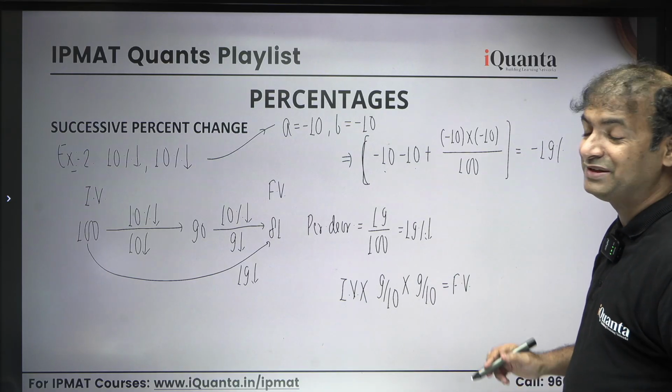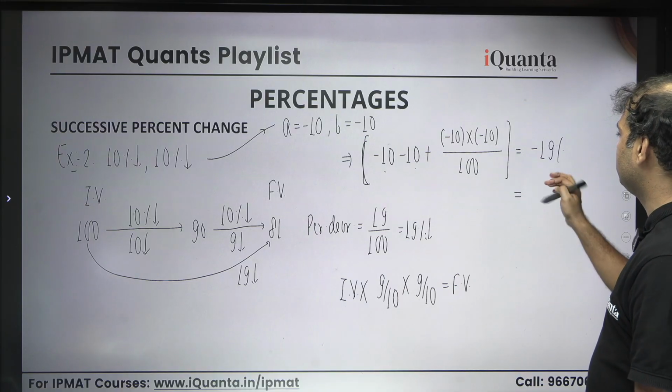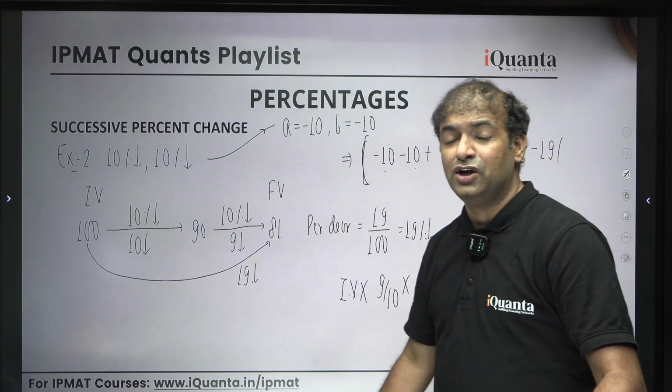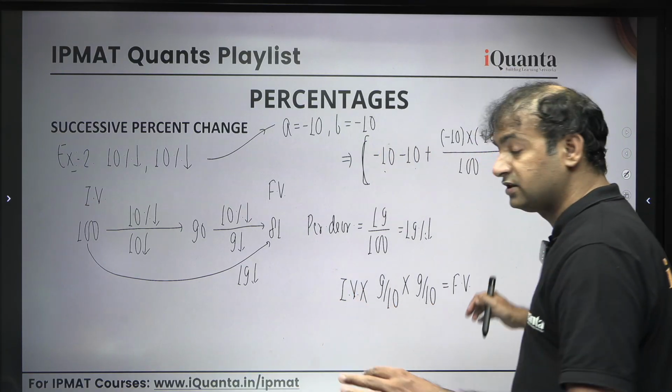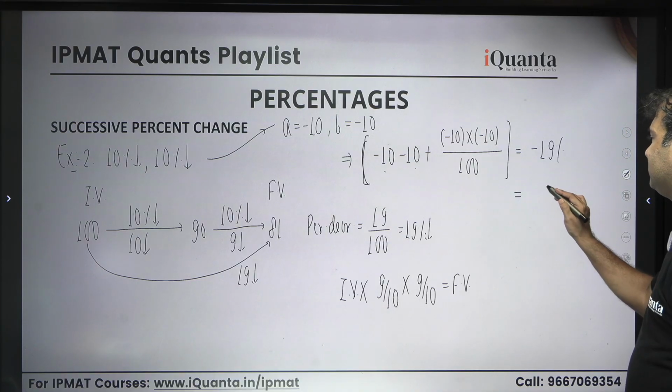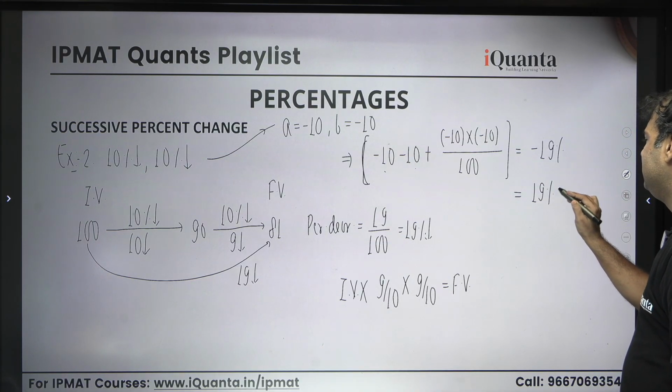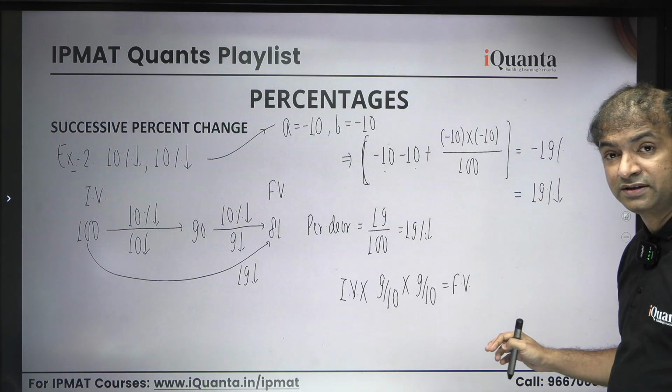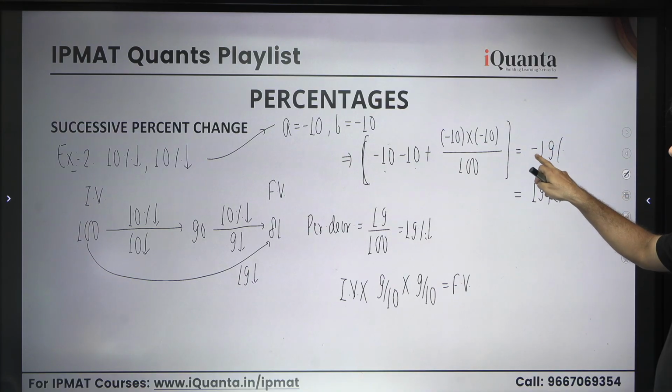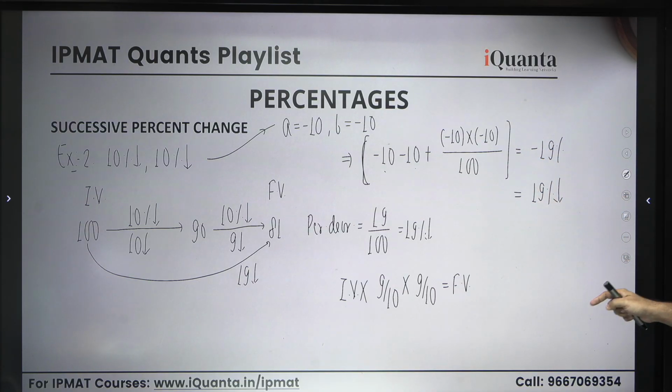As I told you previously, in the result, if there is a plus sign, that means overall it is increasing. And if in the result there is a minus sign, that means overall it is decreasing. So we can say overall it is decreasing by 19% this time, because the sign is minus in the end. We can all see that. So this is how we can use this formula.